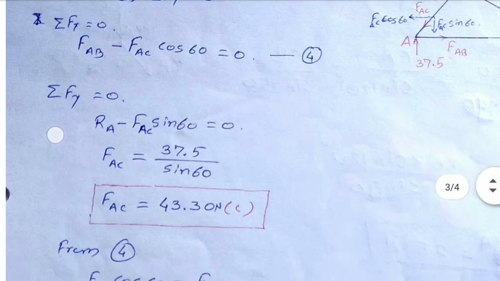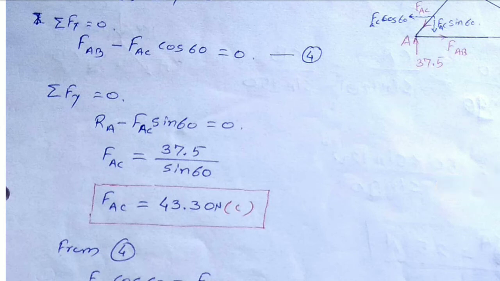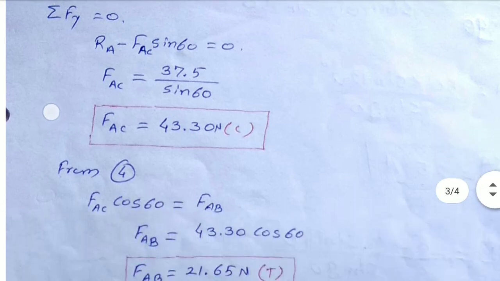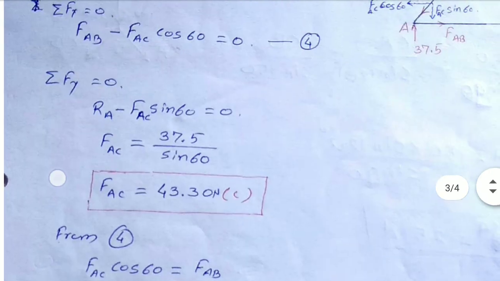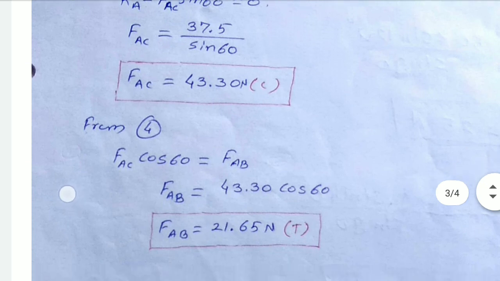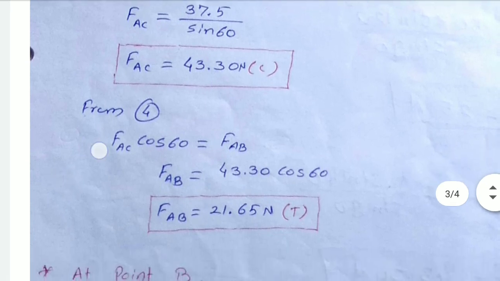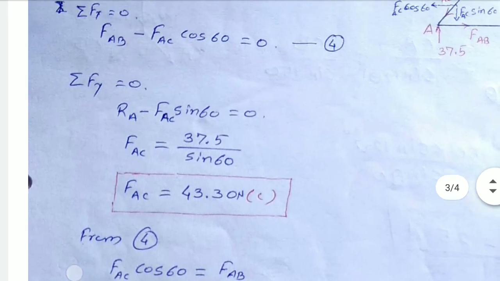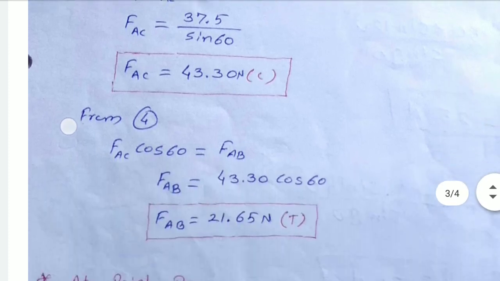Putting the value of RA as 37.5, we get the FAC force as 43.30 Newton, as it is coming in the downward direction. So it is a compressive force. From equation number 4, as we know FAC, we can calculate FAB. So it is 21.65, and it is going away from point A, so it is a tensile force.